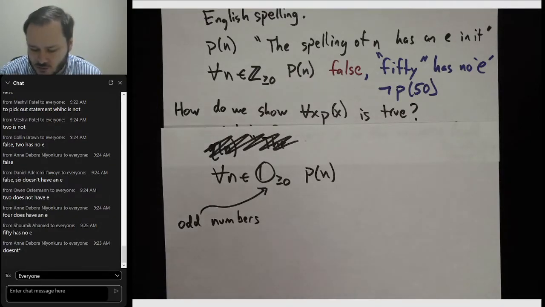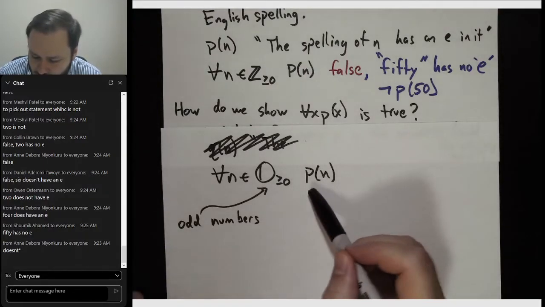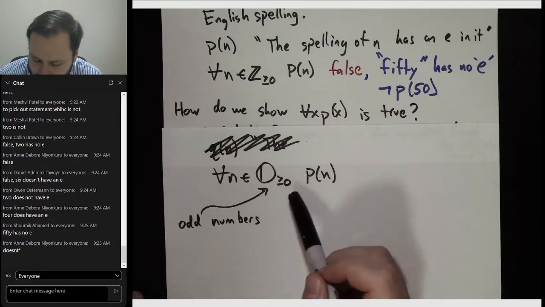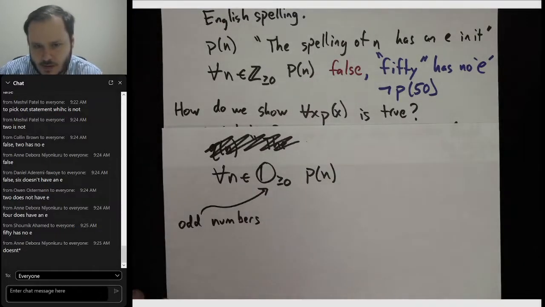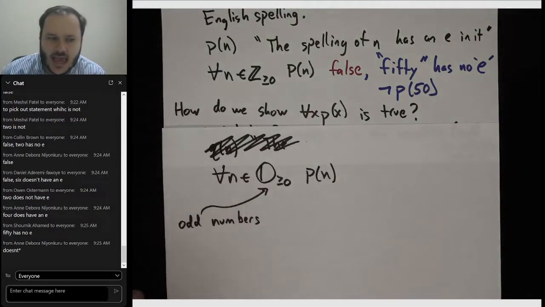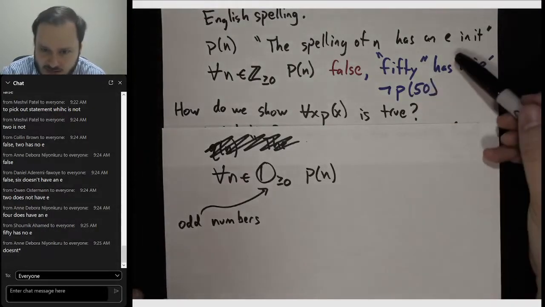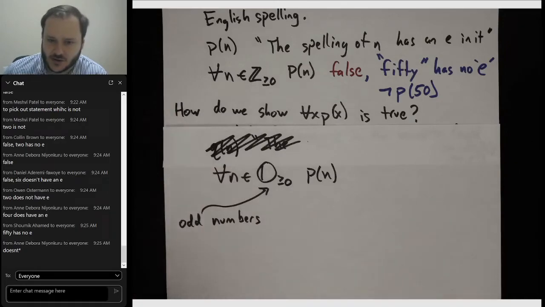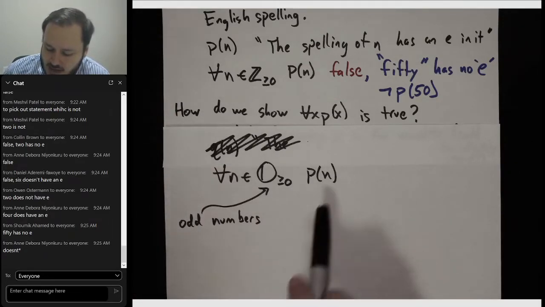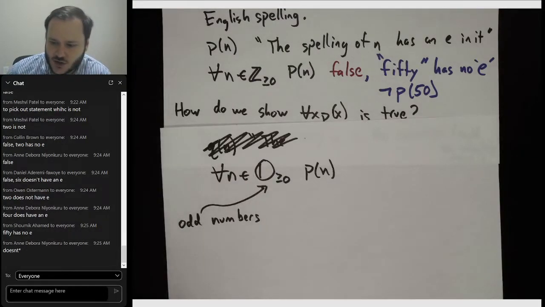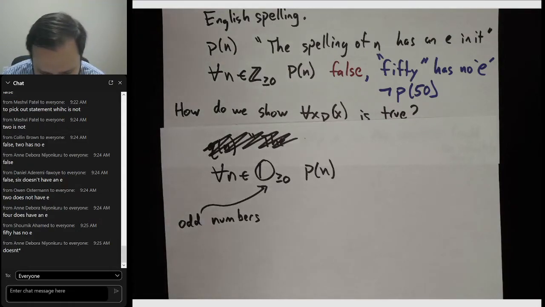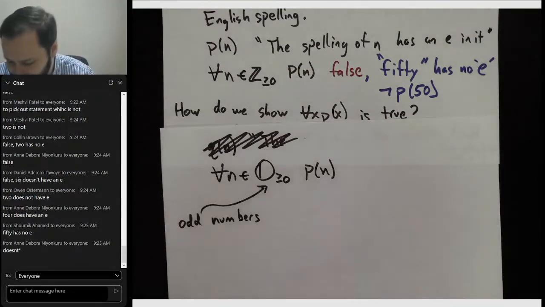In order to show it's true, I'd have to check every odd number. And there's infinitely many odd numbers. So it's much, much harder to show that this statement is true than it is to show it's false. To show it's false, you just need one counterexample, is what we call it. 50 is a counterexample. 6 is another counterexample. But counterexamples don't help if you're trying to show something is true. If you're trying to show something is true, you need to show it's true for all possible cases. This is harder. We'll come back to it.